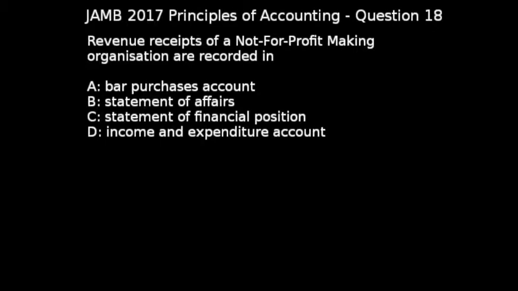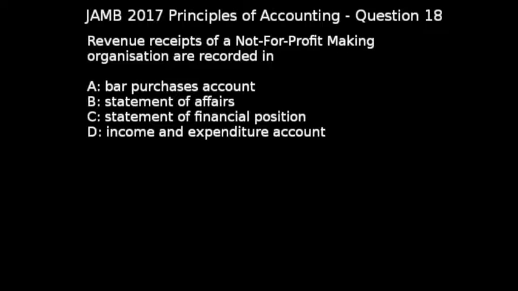JAMB 2017 Principles of Accounting, question 18 says revenue receipts of a not-for-profit making organization are recorded in. The options are as follows: A. Bar purchases accounts. B. Statements of affairs. C. Statements of financial position. D. Income and expenditure accounts.